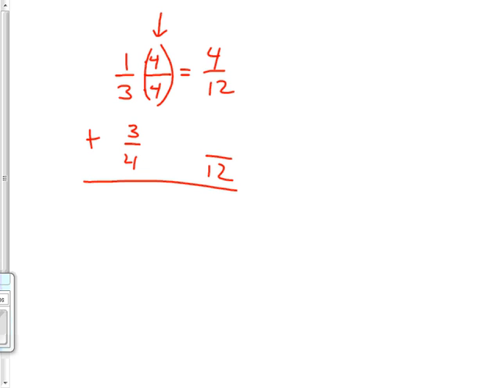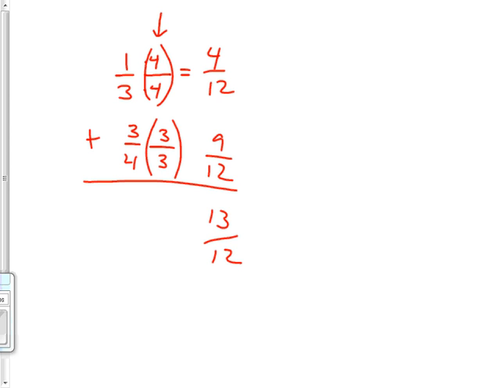All right, good. And same idea down here. You're really multiplying it by a form of 1, 3 over 3. And I get 9/12. And now I can put them together. 9 and 4 makes 13/12. And this brings up a good point, too. A lot of people think, oh, that's improper. I have to fix it. Make it 1 and 1/12. No, don't do that.